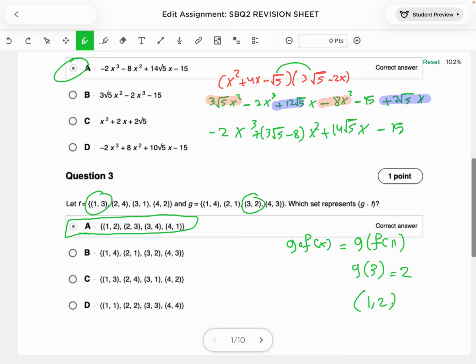If you need to check another one, let's try g of f of 2. f of 2 equals 4, and I need g of 4. G of 4 equals 3, so the point is 2, 3, which is already written.